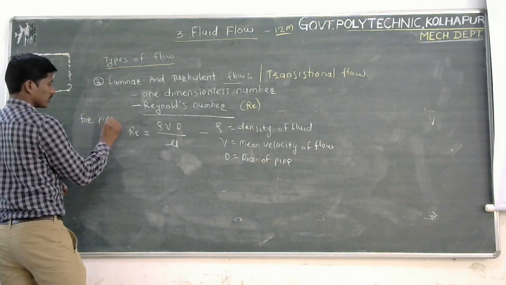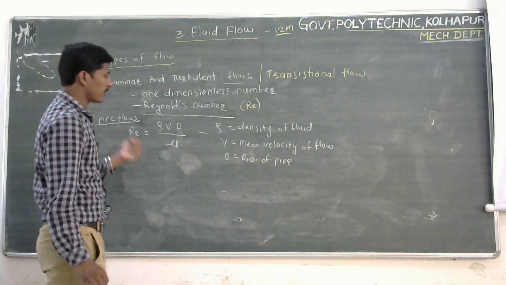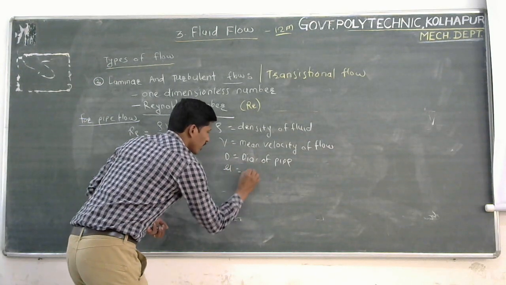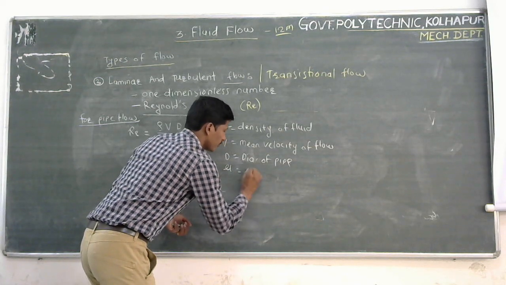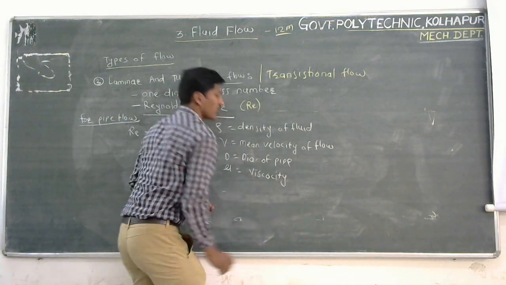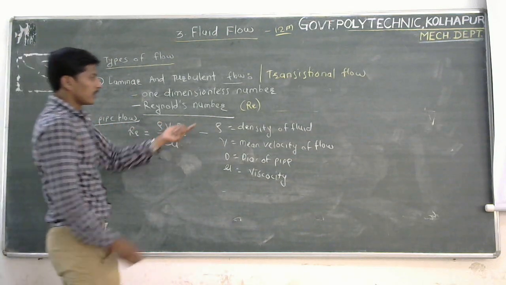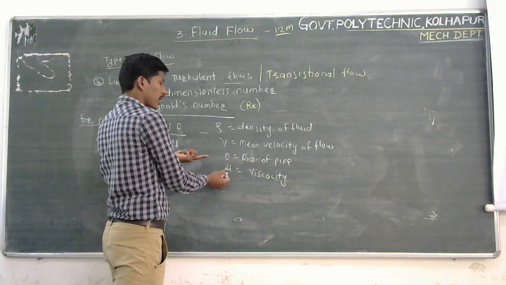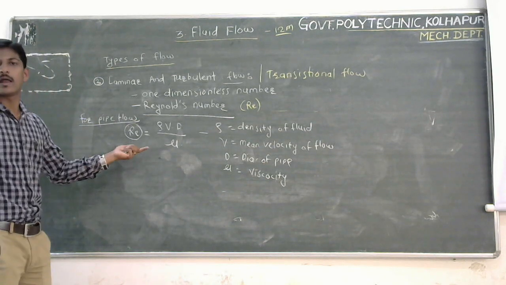I have mentioned this dimensionless number for pipe flows, meaning flow through pipes. If the fluid is flowing through a pipe, then this formula is considered, with D the diameter of the pipe. And mu is what we have already learned, that is viscosity or dynamic viscosity. So for a particular pipe flow, if we know the density, the velocity of flow, the diameter of the pipe, and the viscosity, we can calculate the value of the Reynolds number.